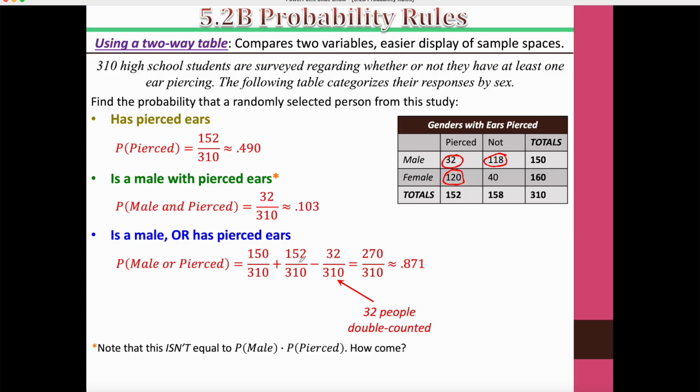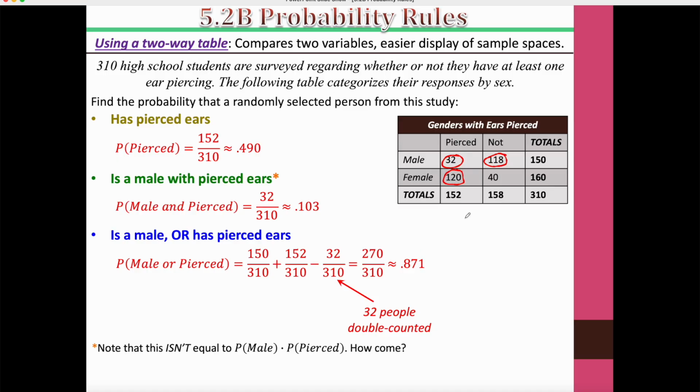What proportion of people have pierced ears? That's 152 out of 310. That was from the first question even. What's the overlap? Well, the overlap is A and B, male and pierced ears. So we can subtract them because they've been counted. These 32 people have been counted amongst the 150 and the 152. So to go back from double counting to single counting, we subtract them. We get something like 87.1%.